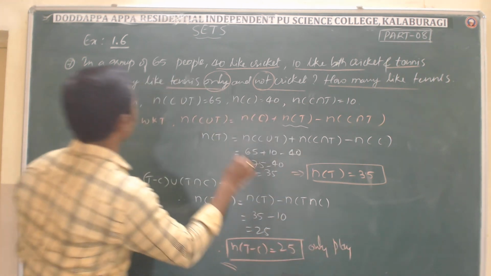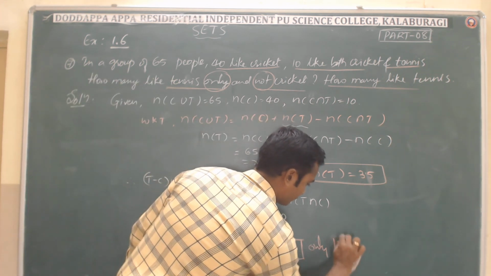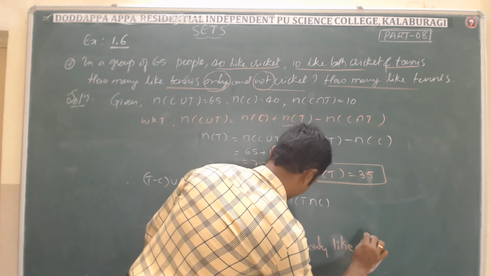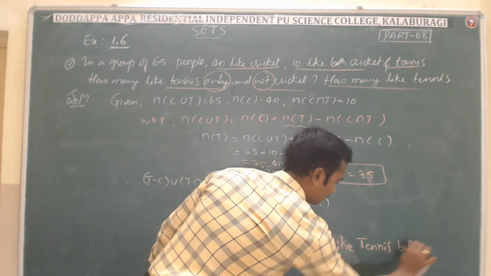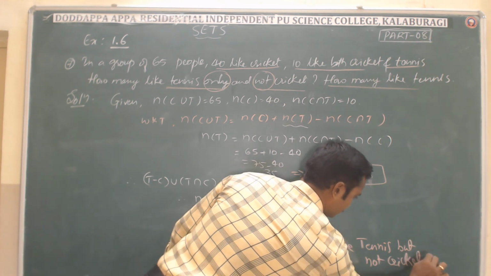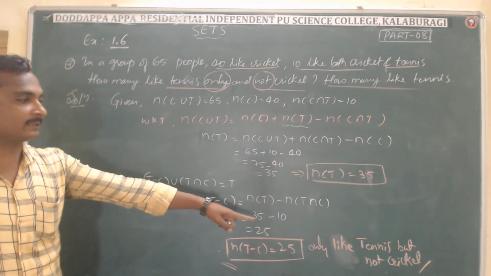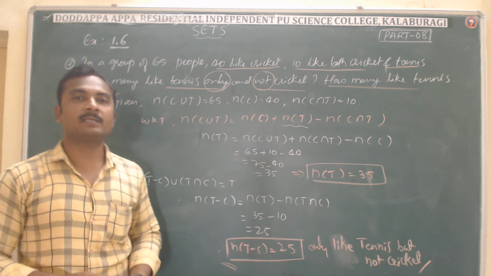So 25 people like tennis, but not cricket. You have to note this. They only like tennis, but not cricket. Note this down. One more example is given in your textbook.